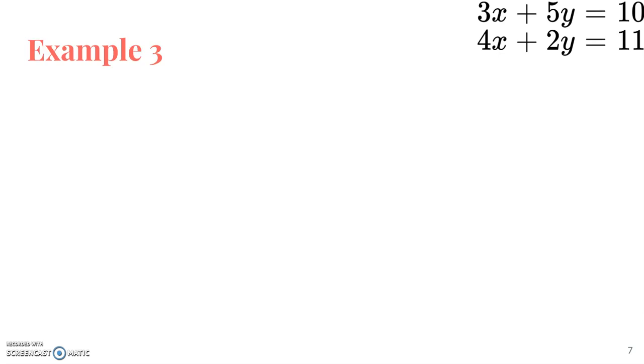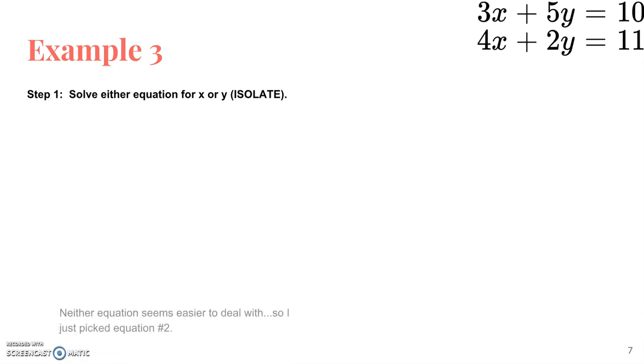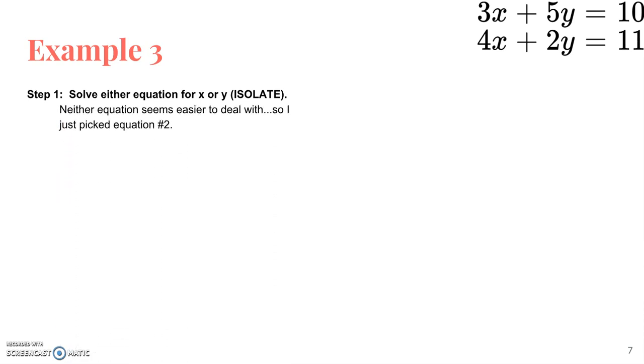For example 3, we have two equations at the top of the screen. The first equation is 3x plus 5y equals 10, and the second equation is 4x plus 2y equals 11. For step 1, again, we're going to solve either equation for x or y. However, neither equation seems easier to deal with. I don't see a variable x or y that has a 1 in front of it. So I'm just going to pick an equation, and I just picked equation 2 to start with.